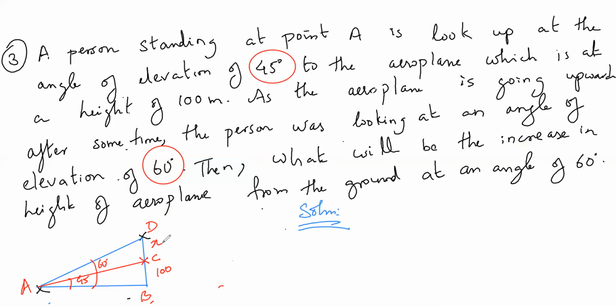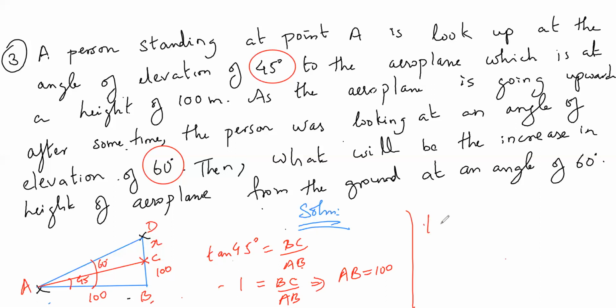Since they've given 100 here, first I told you, tan 45 we will calculate. What is it? BC by AB. Tan 45 value is 1 itself. So 1 is equal to BC by AB. This implies BC is equal to AB. BC is 100, so AB will be 100. AB value I got as 100. That's all. Next thing, what should I do?